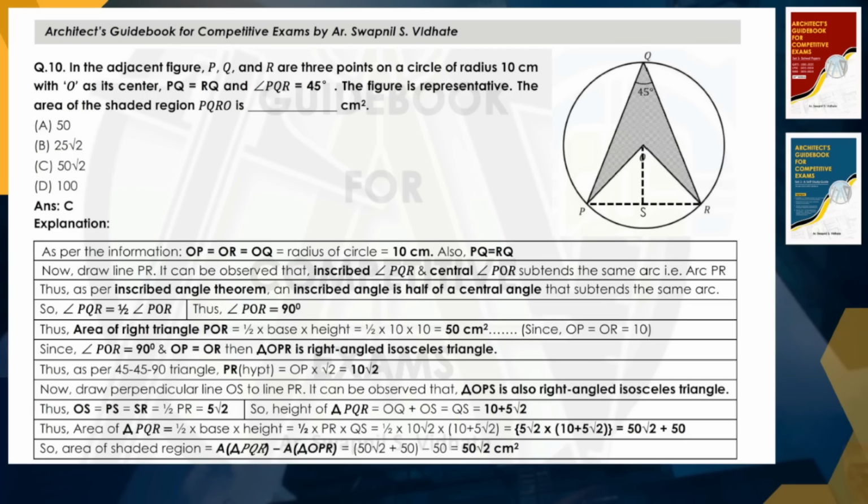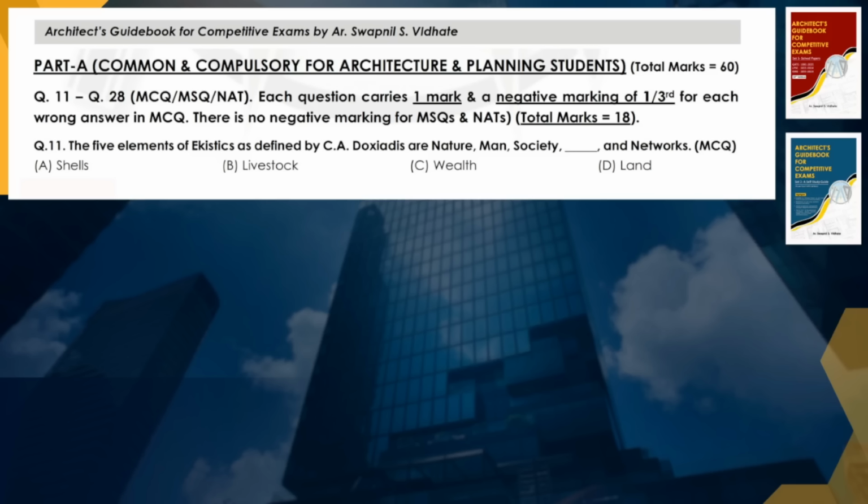After this, we will start solving the common and compulsory sections, which contain 39 marks. It is common and compulsory for both architecture and planning students. So let's begin with the common and compulsory section. Part A, which contains common and compulsory questions for both architecture and planning students, carries a total of 60 marks. So very important sections.